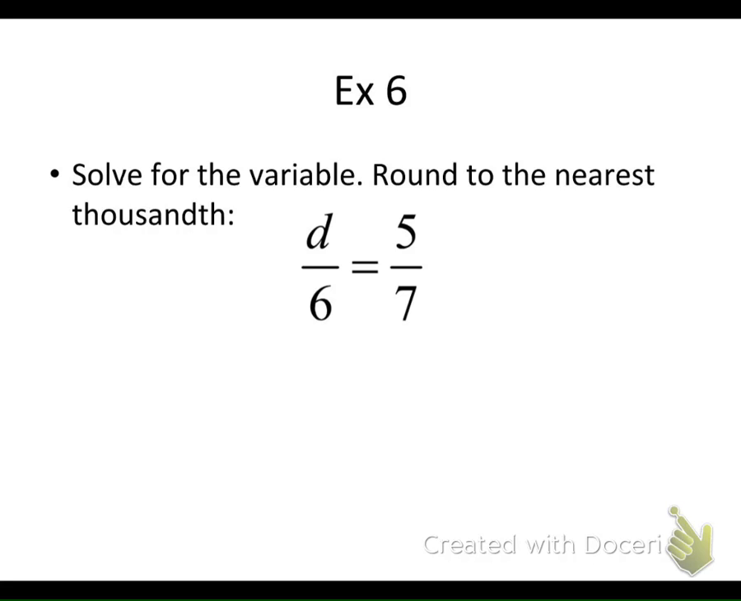You held up 4, I thought. I switched it on me. All right, so we're going to cross multiply. So d times 7. 7d. Thank you for not saying d7. 7d equals 5 times 6 or 6 times 5? 30. There we go.